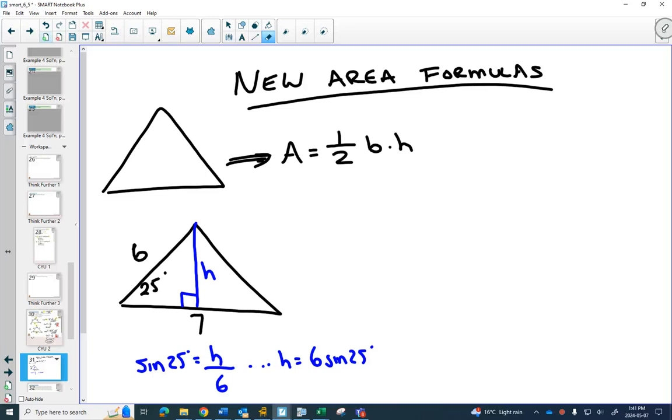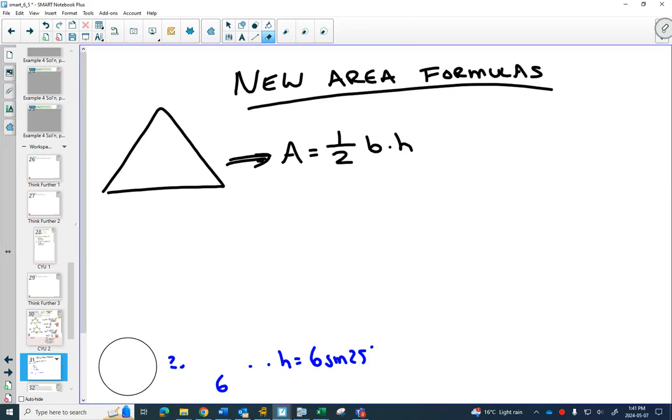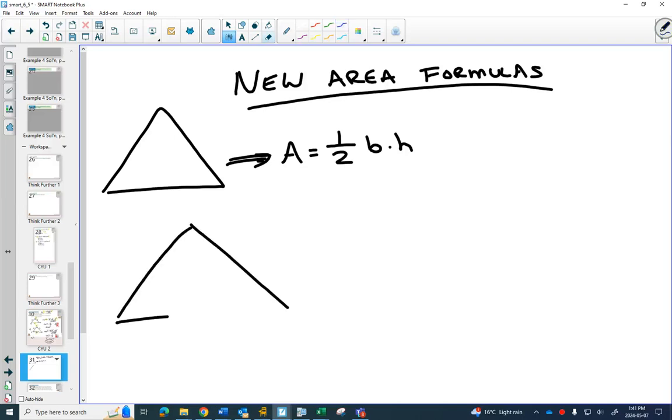Let's say we wanted to create a formula where I knew the base. Take out my eraser. That eraser's way too big. I'm going to erase everything and start again with a new triangle. And in my new triangle, I'm going to call my angle theta, this side B and this side A.